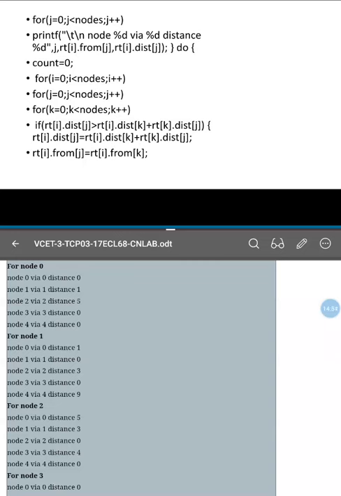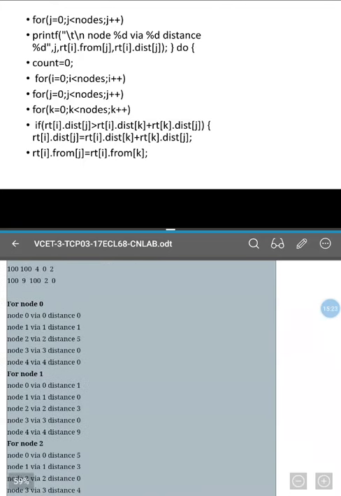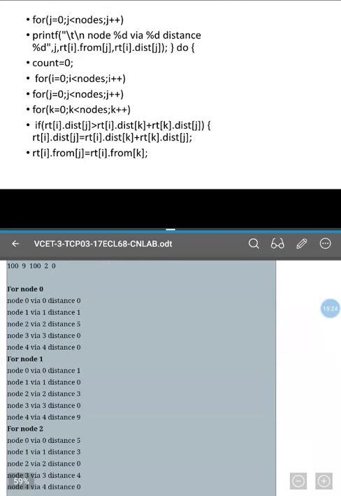No, first takes from J, second takes from J, third takes from dist J. So node first is J, 0. So node 0 via from J. So from J the first value was 0 itself. So 0, this J also value was 0. That means the first entry of that cost matrix, the 0,0 entry, was 0. It was the distance from A to A. So it will be displayed the same: node 0 via 0 is the distance 0.